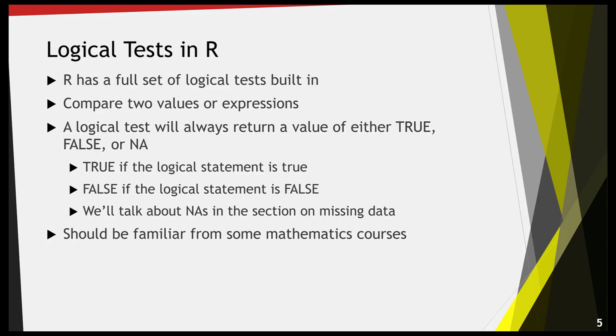A TRUE means the logical statement is true. A FALSE means the logical statement is false. We'll talk about why you might run into NAs when we get to the section on missing data. You should be familiar with some of this from mathematics or philosophy courses.